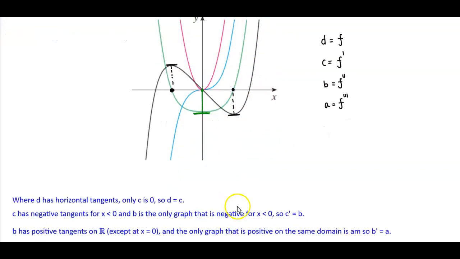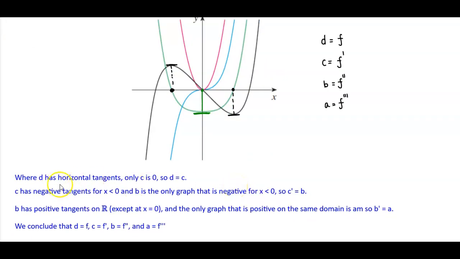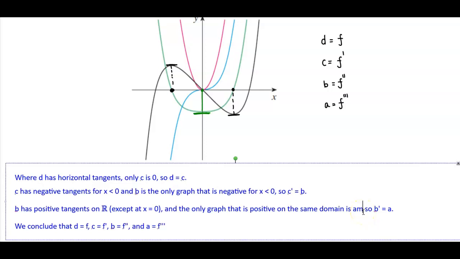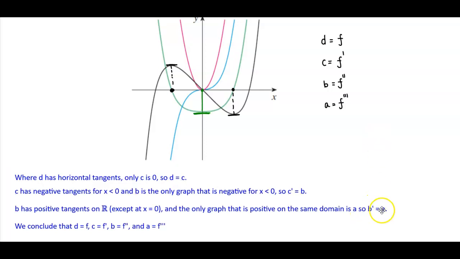Now let's just go ahead and see how to write this out. Again, where D has horizontal tangents, only C is 0. So we would say that D represents the function f, and C is its derivative. Now C has negative tangents for x less than 0, and B is the only graph that is negative for when x is less than 0. So we said C prime is equal to B. And B has positive tangents on all real numbers except at 0. And the only graph that is positive on the same domain is A. So therefore, we would say that B prime is A.